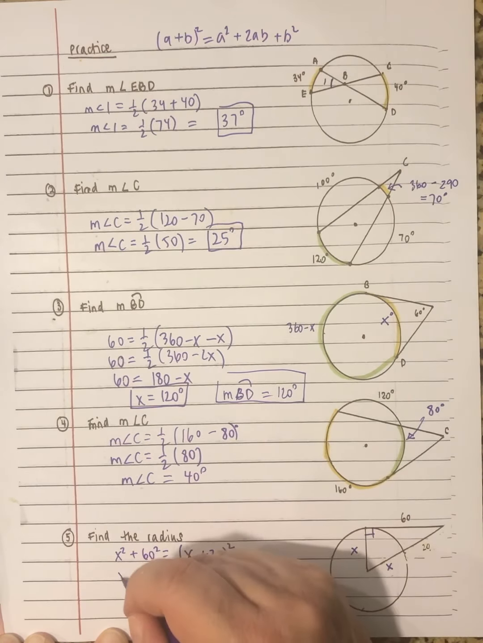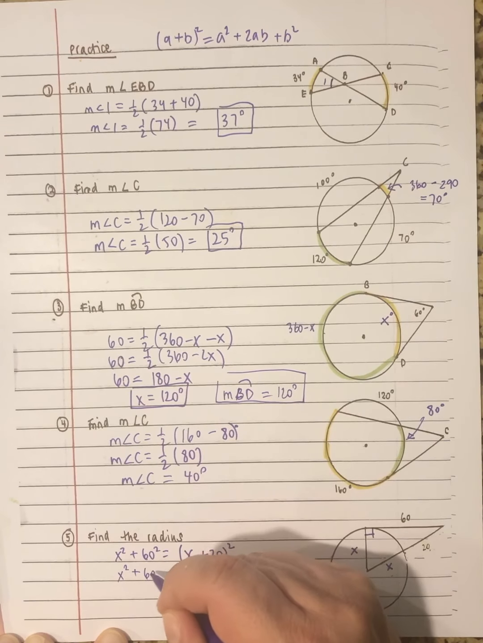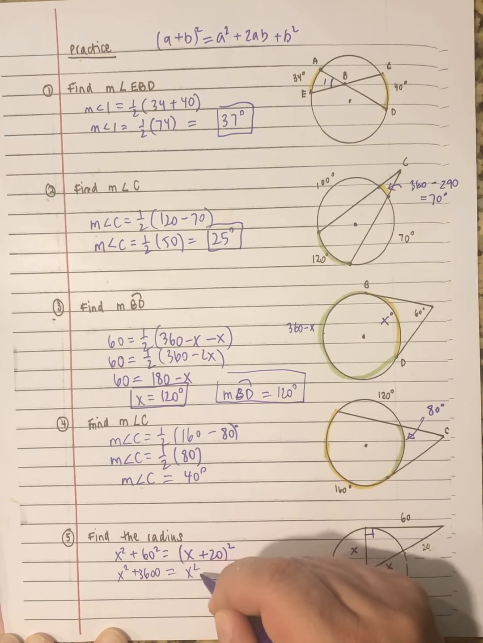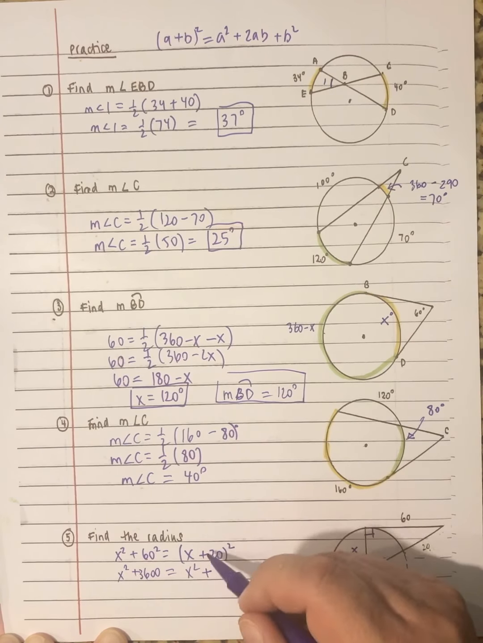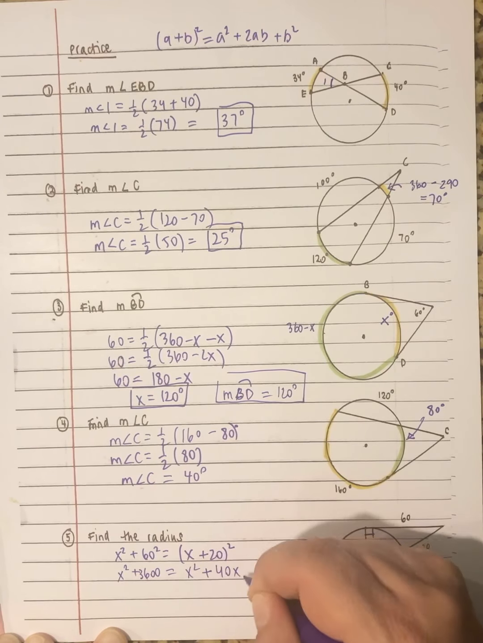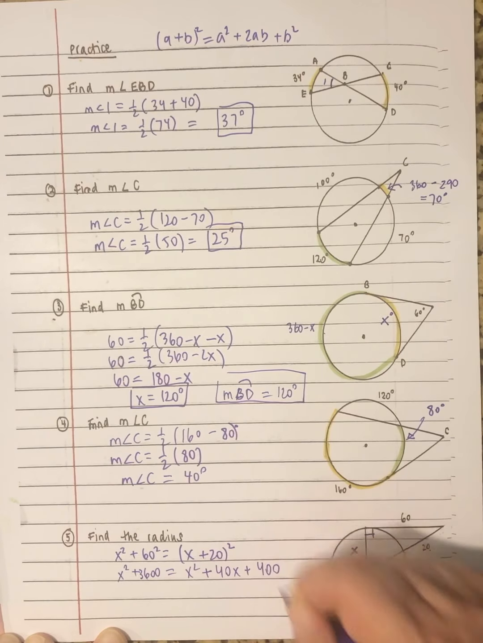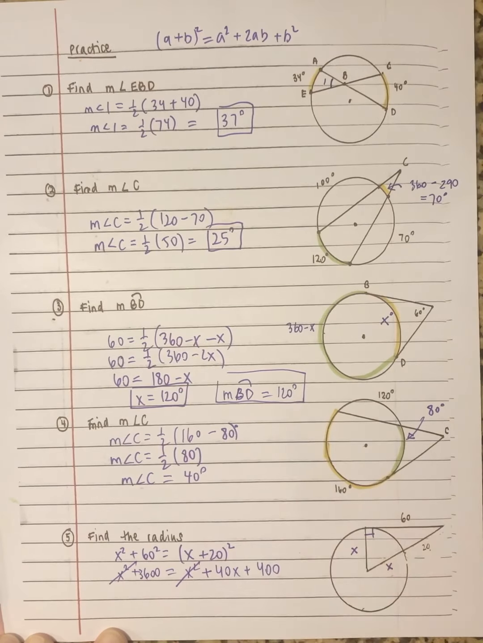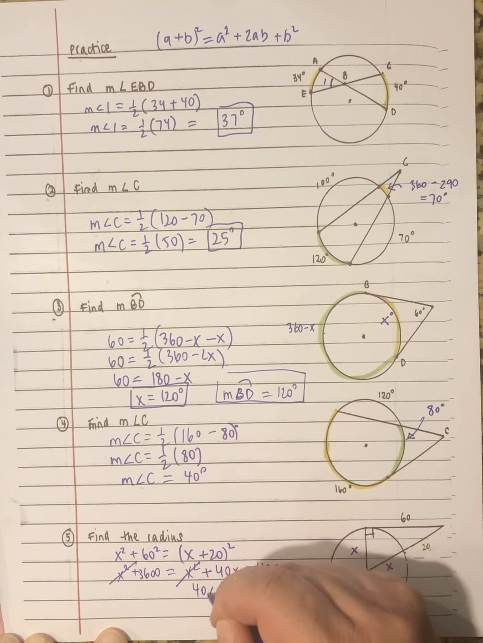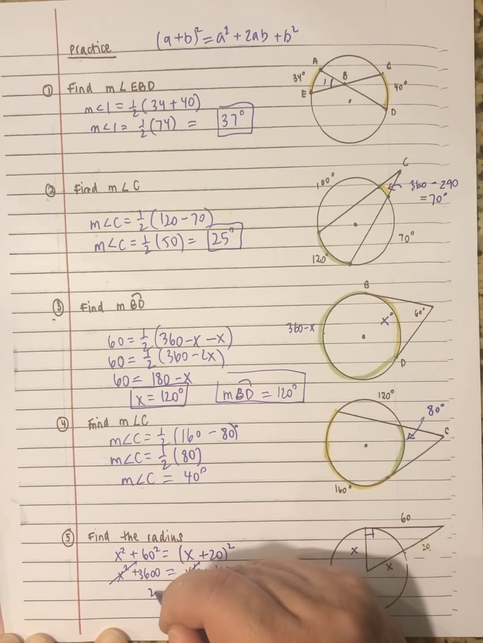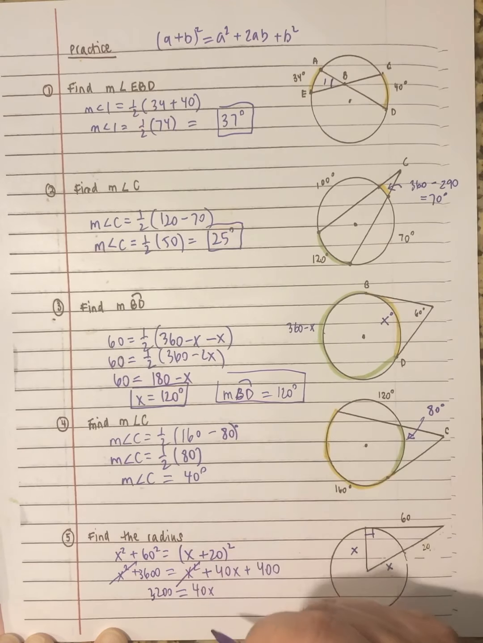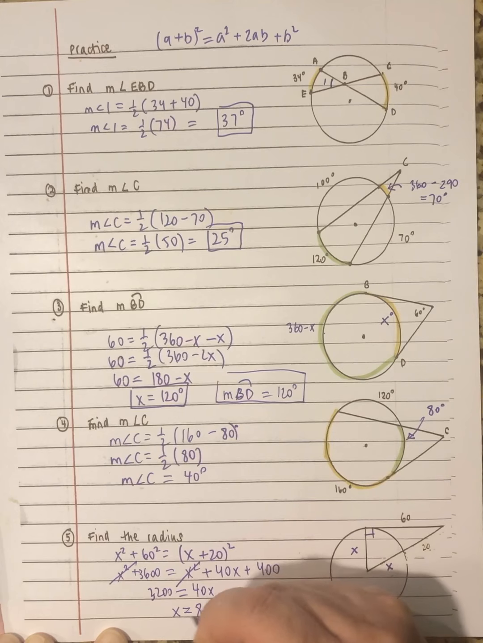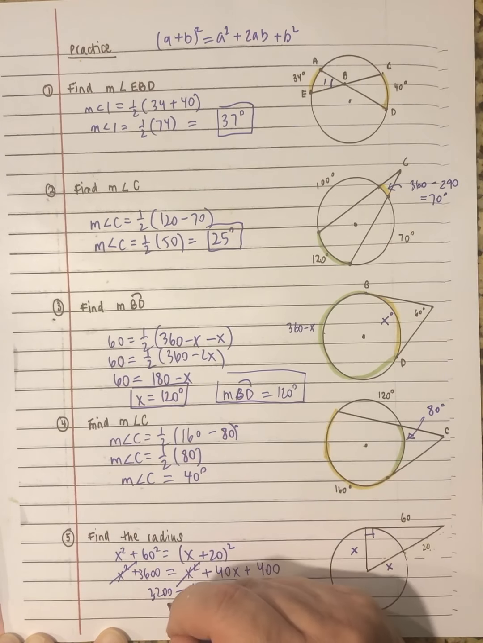Okay, so x squared plus 60 squared, actually we're going to write 3600, is equal to x squared plus 2 times x times 20 is 40x, plus 20 squared, which is 400. Okay, we have x squared on both sides, so we can cancel them out. That means that 40x has to equal 3200, which means that x is 80. Okay, and there you have it.